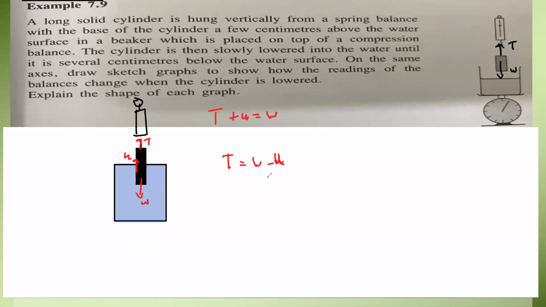What does it mean? It means the reading on the balance will decrease. So the reading of the spring balance will decrease. Is it clear? Because here the tension was equal to weight, but now the tension is weight minus the upthrust. So when you subtract, you get a smaller value. Your weight will remain the same, but there is an additional upward upthrust. As a result, the total tension to pull the object will decrease. Weight will not change.